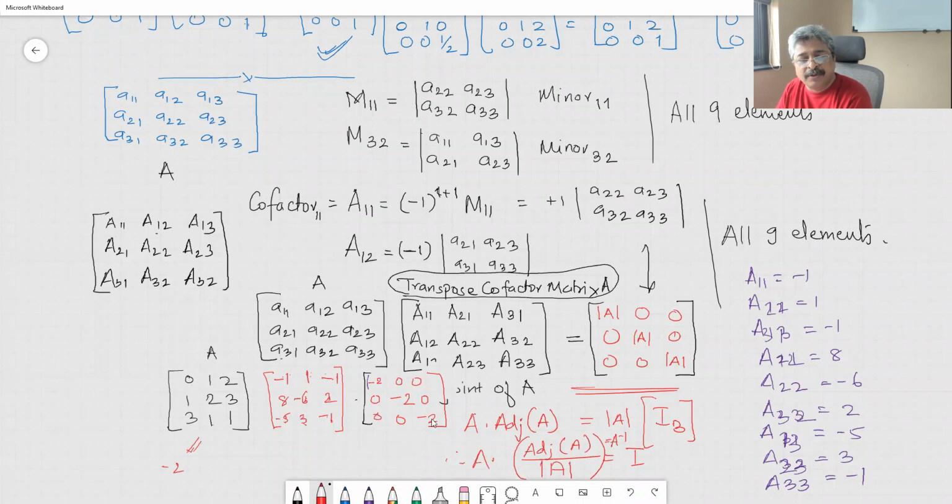Now numerically, if you observe, it is a diagonal matrix with minus 2, minus 2, minus 2, which is the determinant of matrix A. So if we multiply A by the adjoint of A, we end up getting diagonal elements as the determinant of A, and every other element is 0. So this is a diagonal matrix. You can take the determinant of A common and it becomes the identity matrix, and therefore A multiplied by adjoint of A upon determinant of A is equal to the identity matrix, and hence we can call adjoint of A upon determinant of A as A inverse.